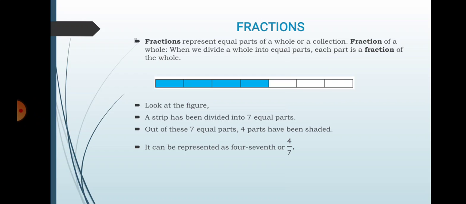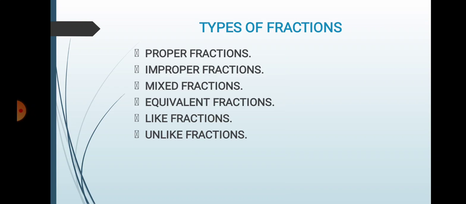As we all know, fraction has two parts. One is the upper part and the other is the below one. The upper part is called as numerator and the below part is called as denominator. Now let us see the types of fractions. There are 6 types of fractions: proper fraction, improper fraction, mixed fraction, equivalent fraction, like fraction, unlike fraction. Let us see in detail one by one.